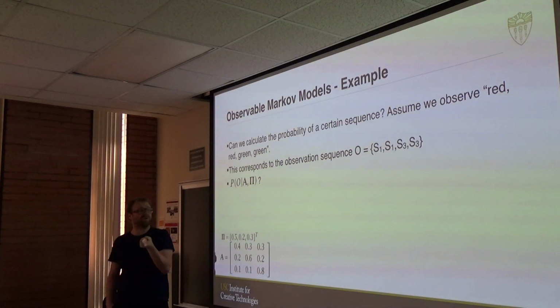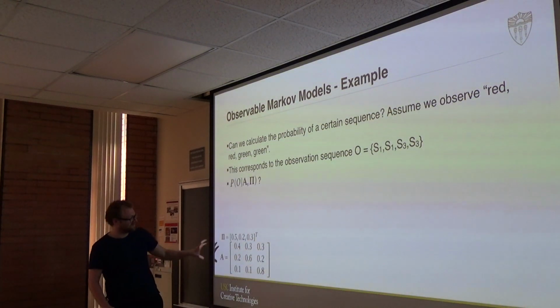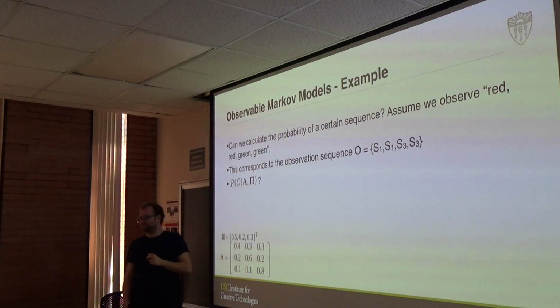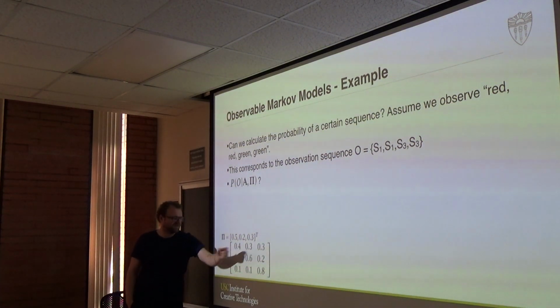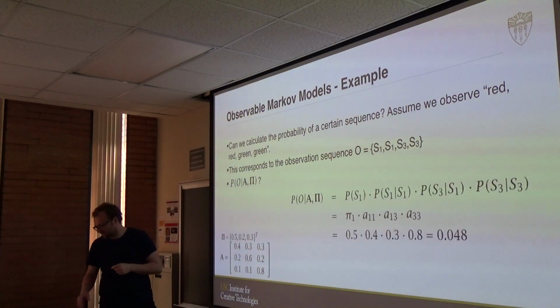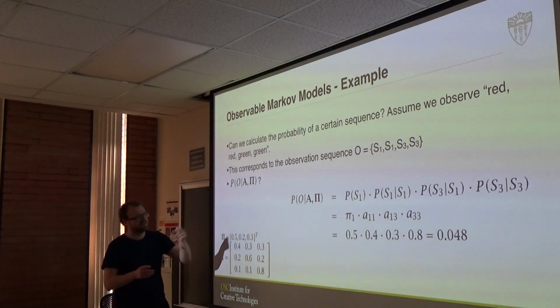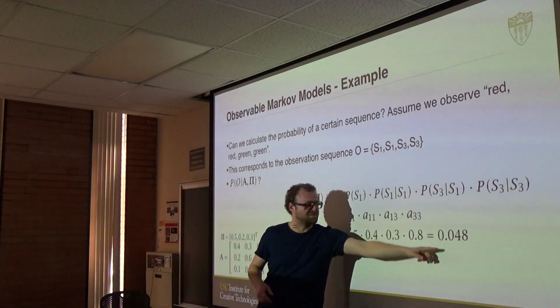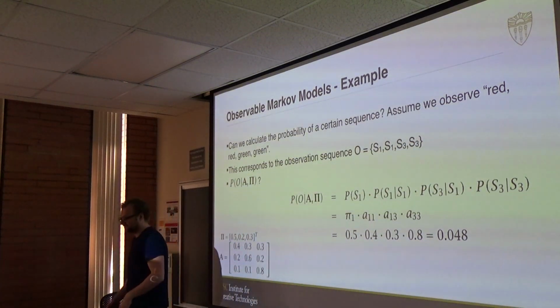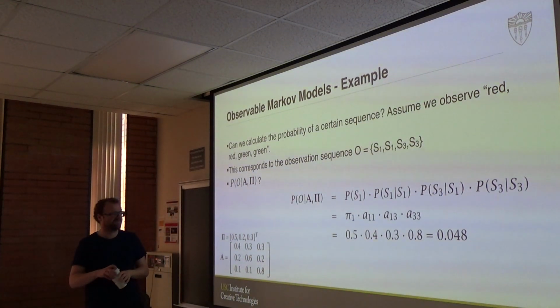You picked red? I picked red, yeah. So we have these 2 variables. That's an entry variable. That's an entry, so it's 0.5. 0.5 times, we stay in S1. 0.4, yeah, and we go to S3. From 0.3, yeah. And then we stay in S3, 0.8, right? 0.8. And that's how you do that. So this sequence has the probability of 0.048. That's kind of how you would do that.